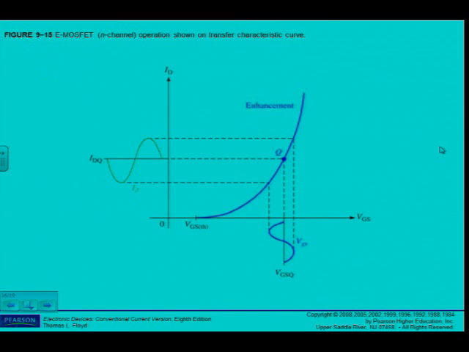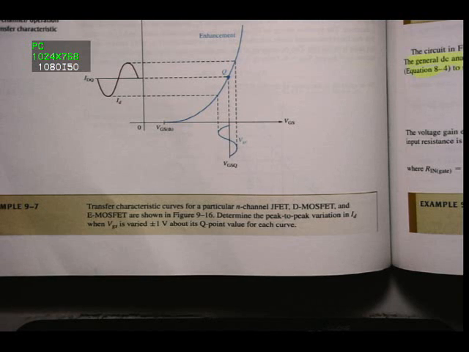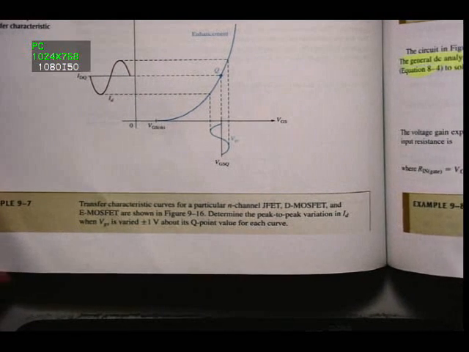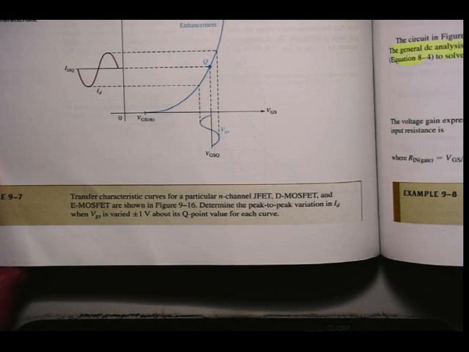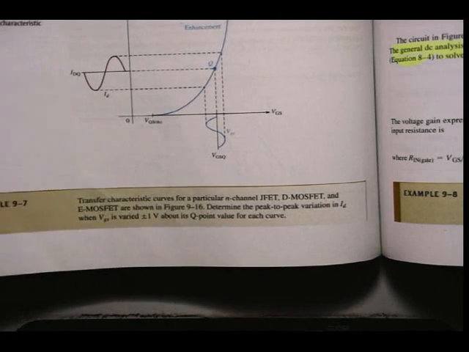Remember, we've had a look at the characteristic curves of these two devices, E-MOSFET and D-MOSFET. So you just have to remember which one to use, but I can see now it is completely in the enhancement mode, that it swings around the Q point. Alright, at the bottom of page 446, example 9.7, transfer characteristic curves. Transfer characteristic curves for a particular N-channel JFET, D-MOSFET and E-MOSFET are shown in figure 9-16. Then they ask to determine the peak-to-peak variation in ID when VGS is varied plus minus 1 volt about its Q point value for each curve.